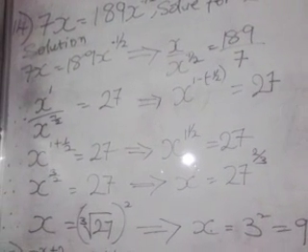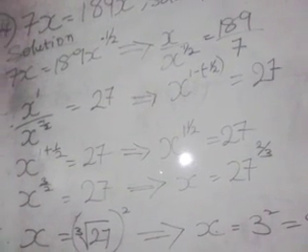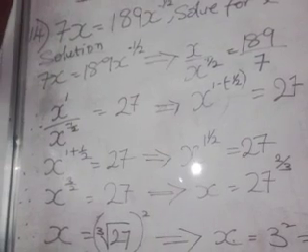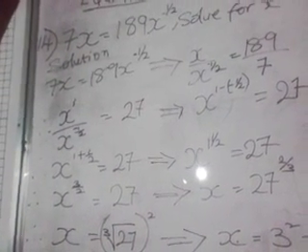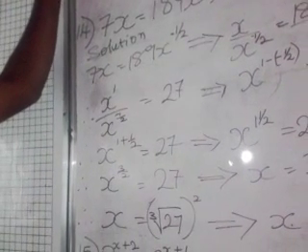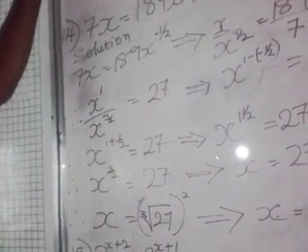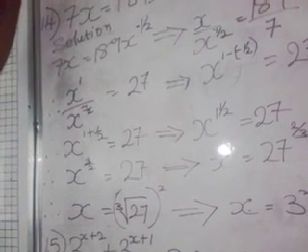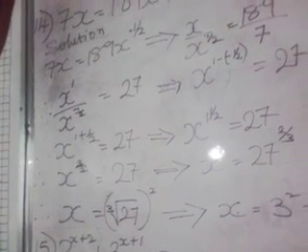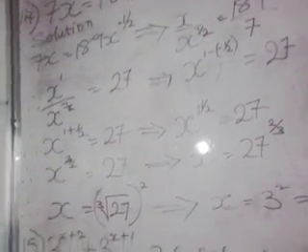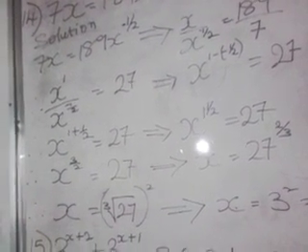Therefore, you remember, minus coming together becomes plus. So this gives me x raised to the power 1 plus half equal to 27. And 1 plus half is 1 whole number 1 over 2. So this gives me x raised to the power 1 whole number 1 over 2 equal to 27. And now I'm going to change that 1 over 2 into an improper fraction, x raised to the power 3 over 2 equal to 27.